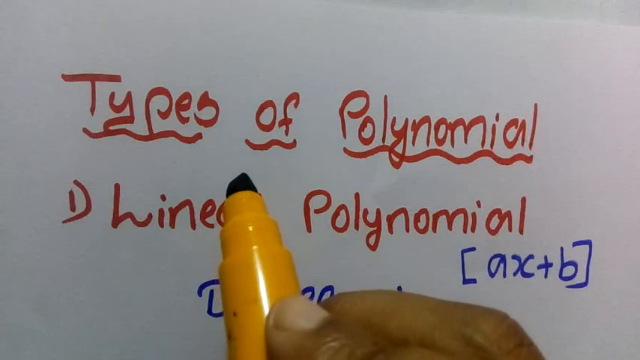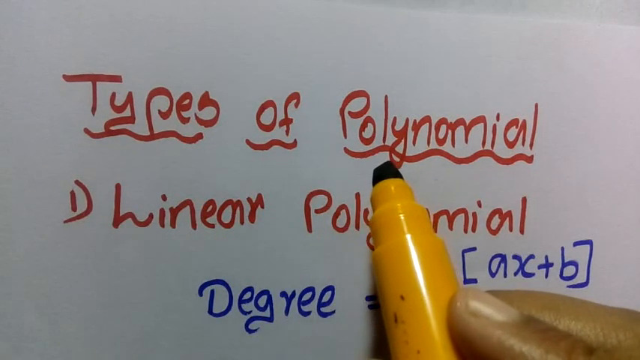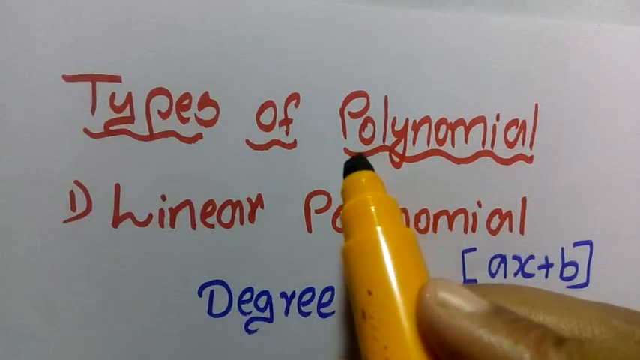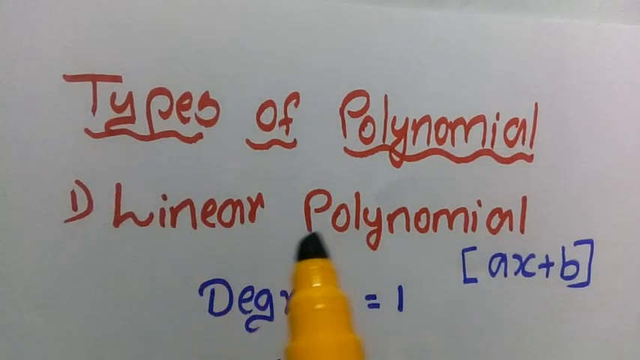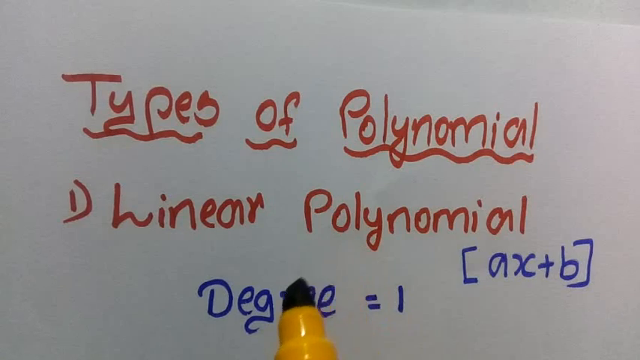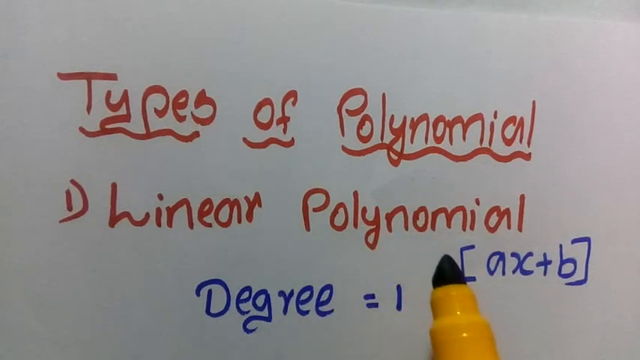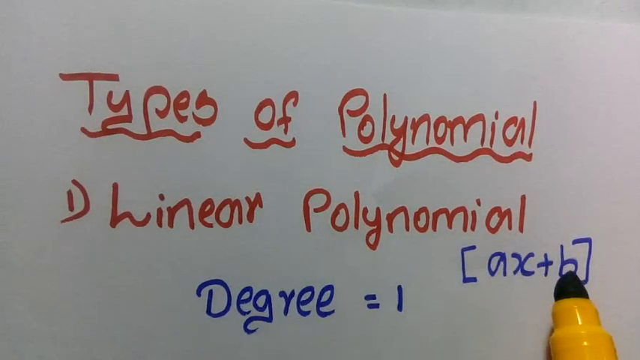Next topic is types of polynomial. Classification of polynomial is based on degree. First type is linear polynomial. A polynomial of degree 1 is called a linear polynomial. The general form of the linear polynomial is ax plus b. So, in a linear polynomial, we have only two terms.